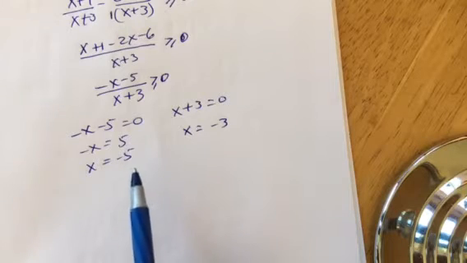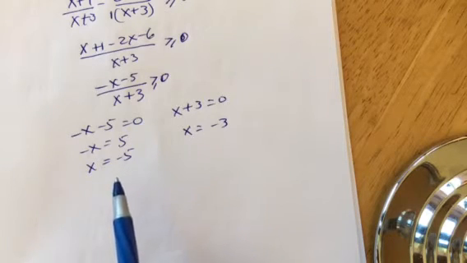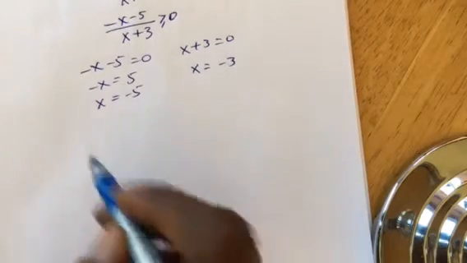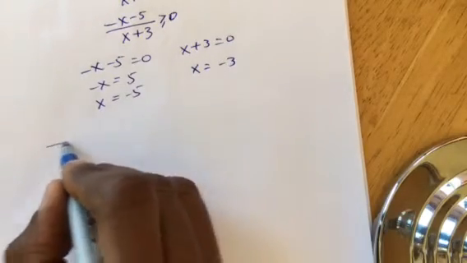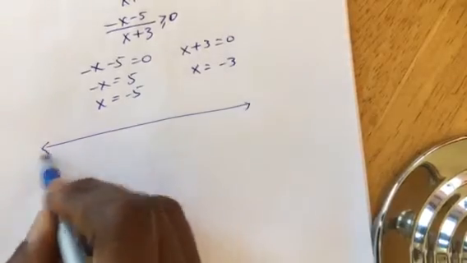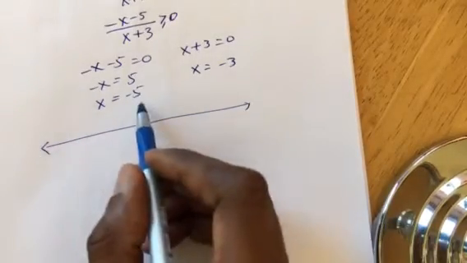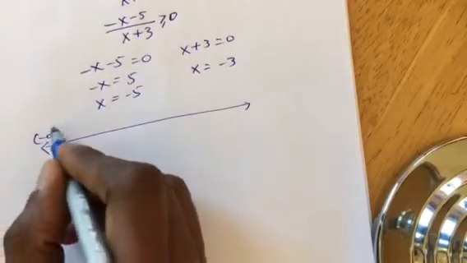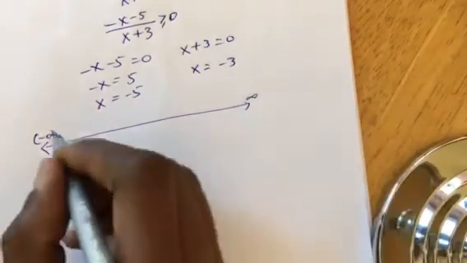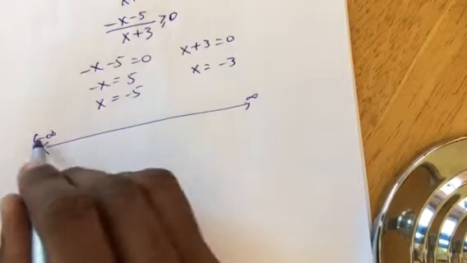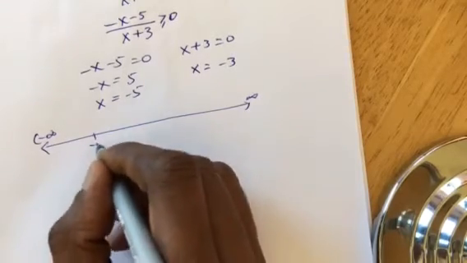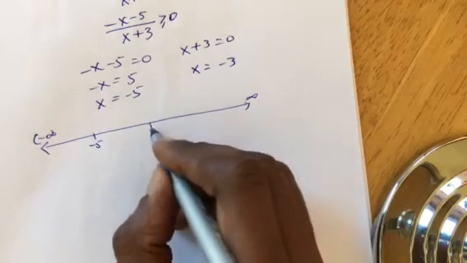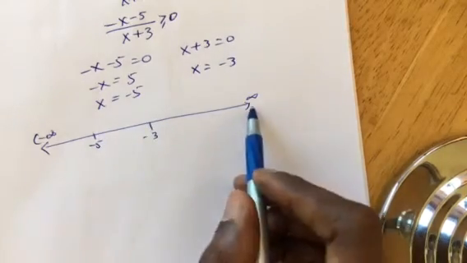Now, we don't know which one is exactly the solution, so we'll do a test. Okay, and then we test all the boundaries. So here we are going to test from the smallest to the next one, right? This is from negative infinity, we are going all the way to infinity. So we will test from negative infinity all the way to negative 5, and then we will test between negative 5 and negative 3, and then from negative 3 all the way to infinity.